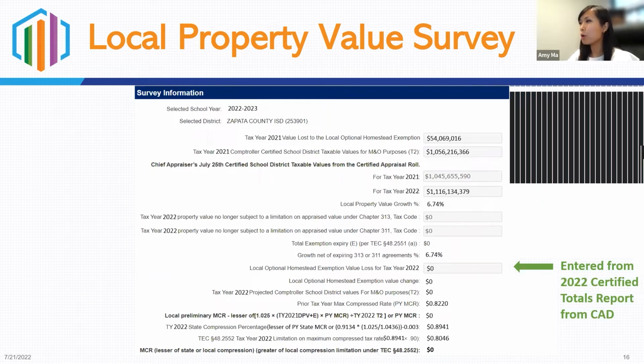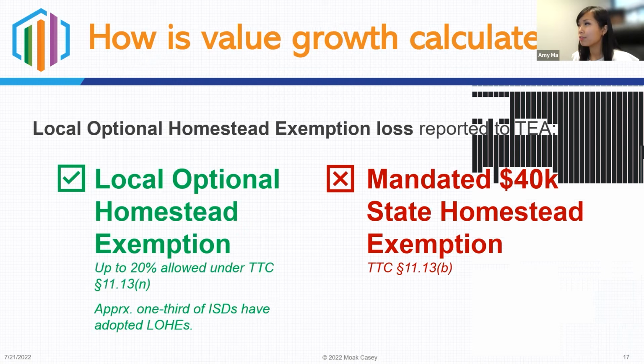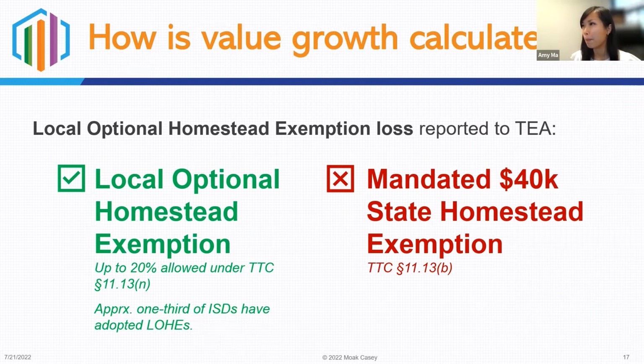For the local optional homestead exemption for tax year 22, you will enter this value from the certified totals report from your CAD. And remember that the local optional homestead exemption is not the same as the state mandated 40,000 state homestead exemption. TEA is only looking for the local optional homestead exemption.